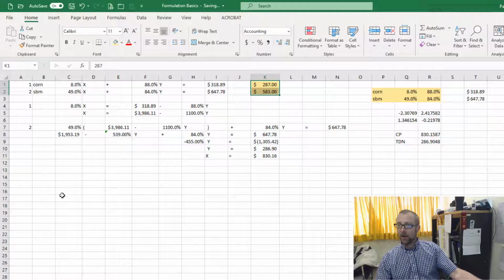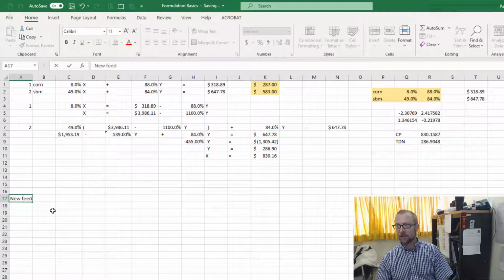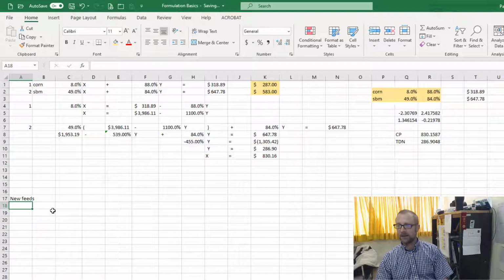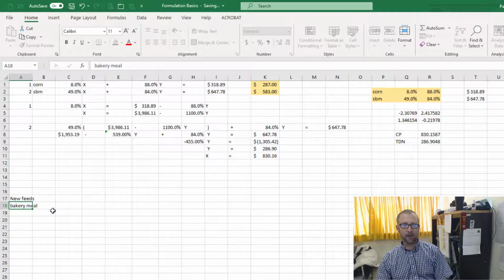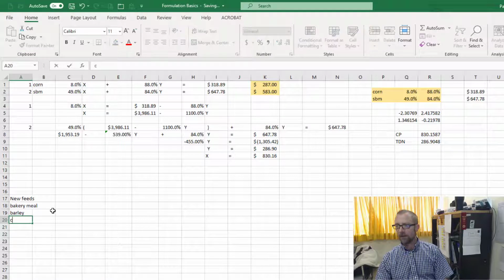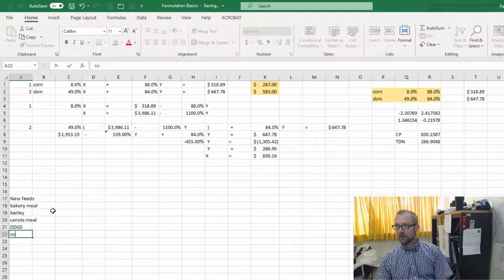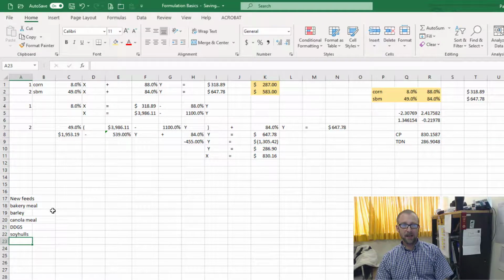Okay, so then what I'm going to do is I'm going to come up with new feeds. And by new feeds, I don't mean I'm coming up with feeds, but let's say I'm going to say bakery meal. Okay, I'm going to go with barley. I don't have an up-to-date price on canola meal, but I'm going to put canola meal in here as well. I'm going to go with the distiller's grains, DDGS, and let's go with soy hulls, and let's go with oats.